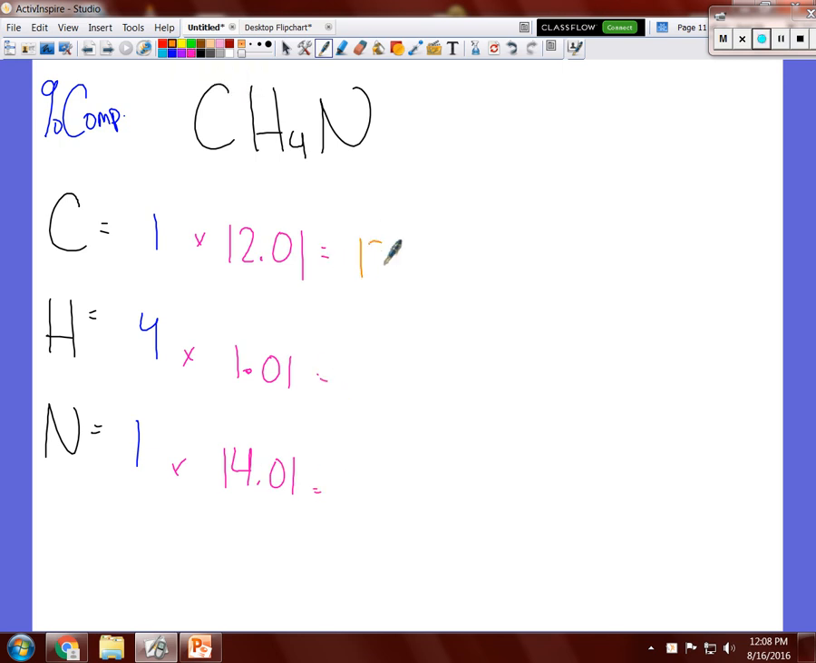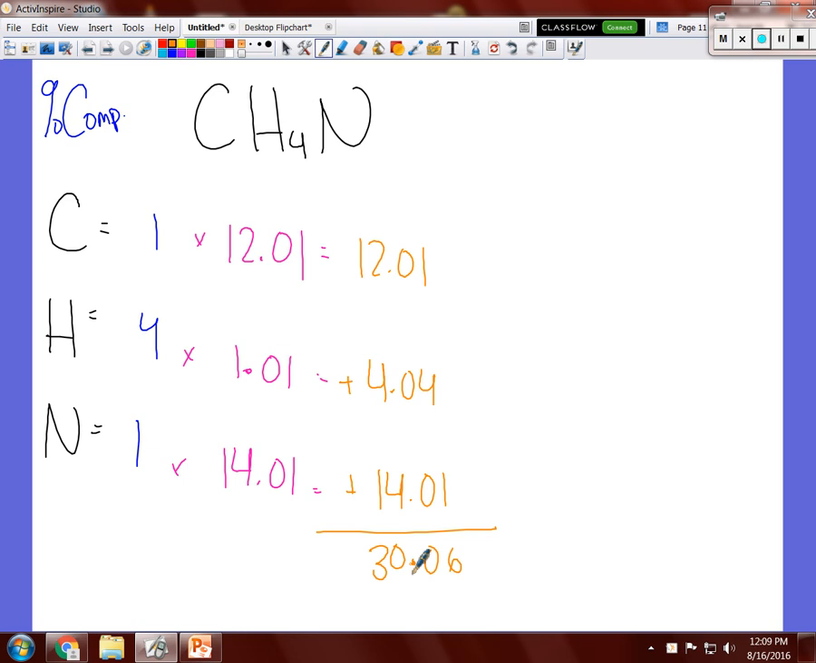And then we do some basic math. So we've got 12.01 plus 4.04 plus 14.01. That gives us 30.06. Okay, so that's our total mass. Would you agree? Now I'm just going to throw this at you because it's going to become very, very important over the next few weeks.